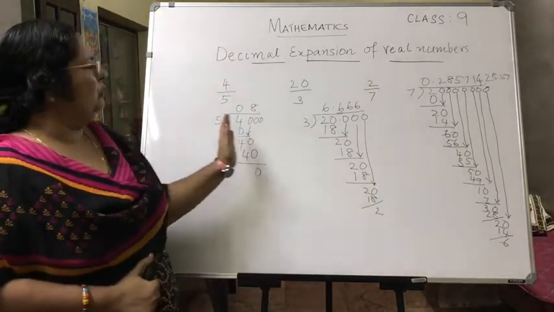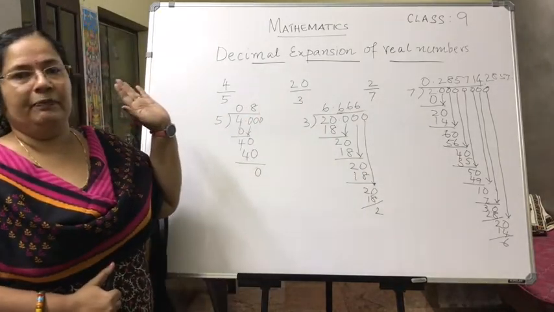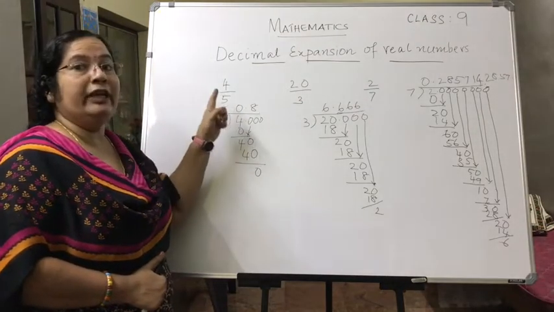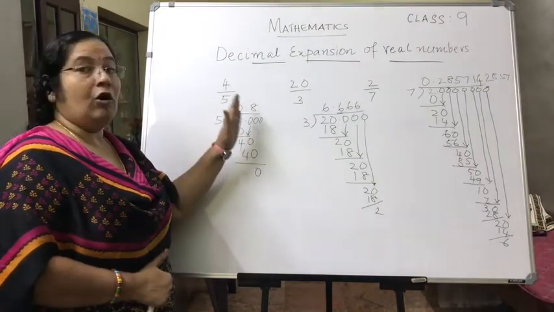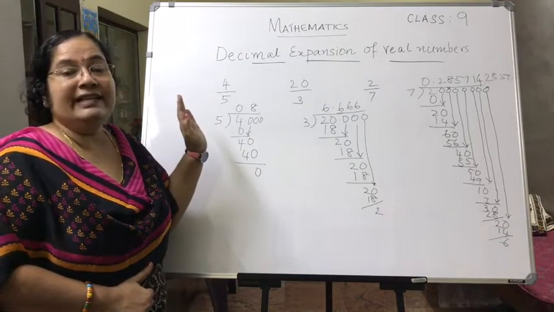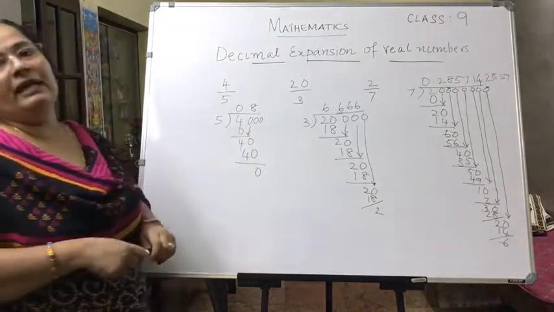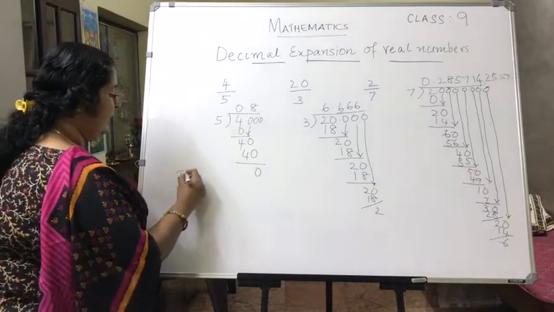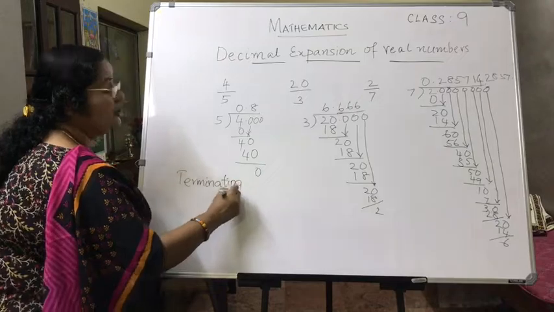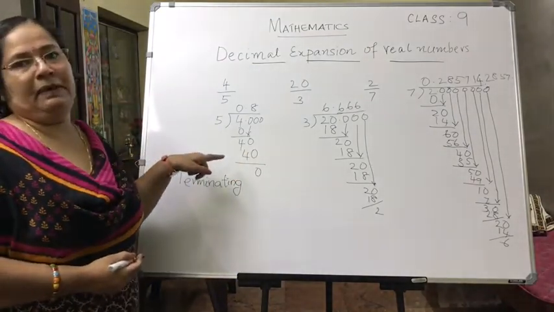Let me just go through the decimal part of these numbers. Here you see, when 4 is divided with 5, we are getting 0.8. It is stopping there. The decimal part is ending there, or it is terminating. So we call this decimal expansion a terminating decimal expansion. Terminate means to end. It is ending. So a terminating decimal expansion.